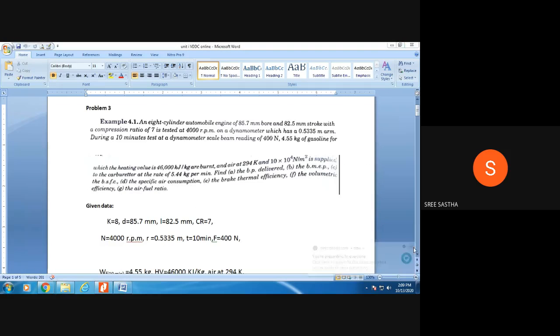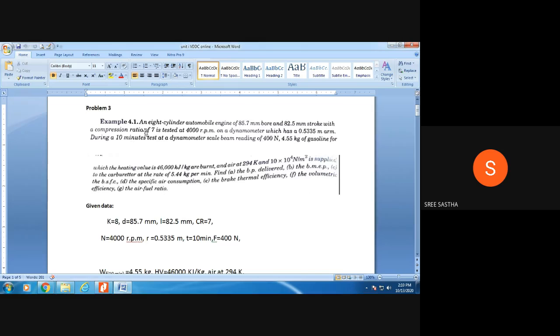See, problem number 3: an 8-cylinder automobile engine. You have to read carefully. 8 cylinder, so the number of cylinders is 8, of 85.7 mm bore. Bore is nothing but diameter. 85.7 mm bore and 82.5 mm stroke. That is L, the distance the piston moves from TDC to BDC.